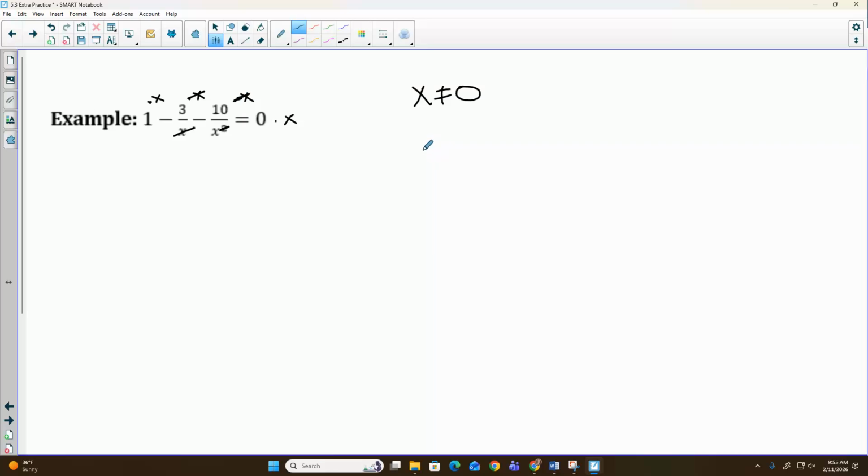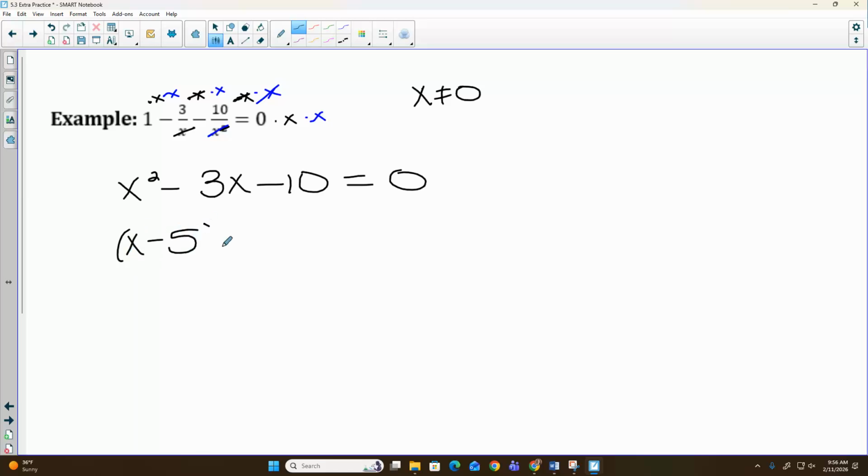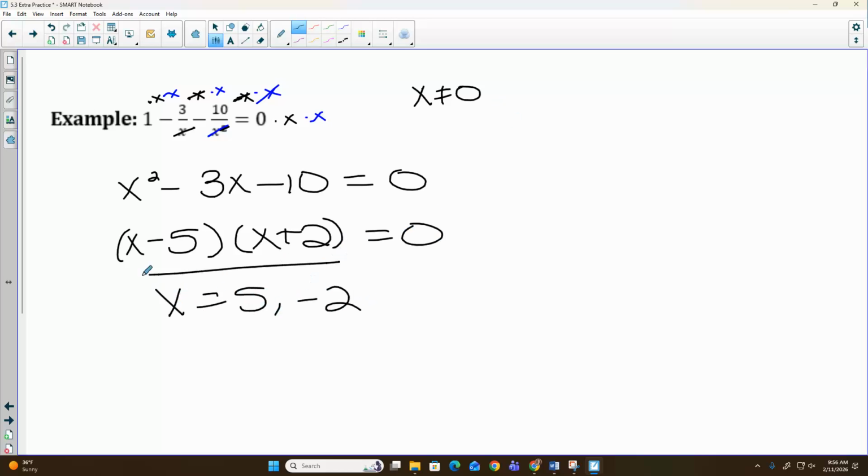So did I get rid of all my fractions? No, so we need another x. So you could change it to an x squared, you can write it again, whatever you prefer. That cancels all my fractions. So 1 times x would be x squared, minus 3 times x, minus 10 equals 0 times anything is 0. So that factors into x minus 5, x plus 2. So those equal to 0, and you get 5 and negative 2. The only thing we couldn't have was 0, so this answer is okay.